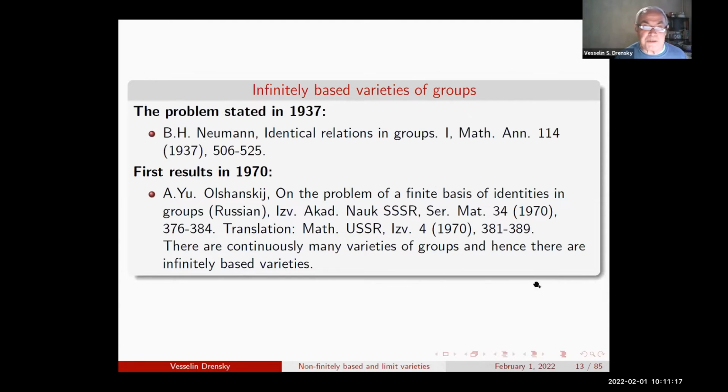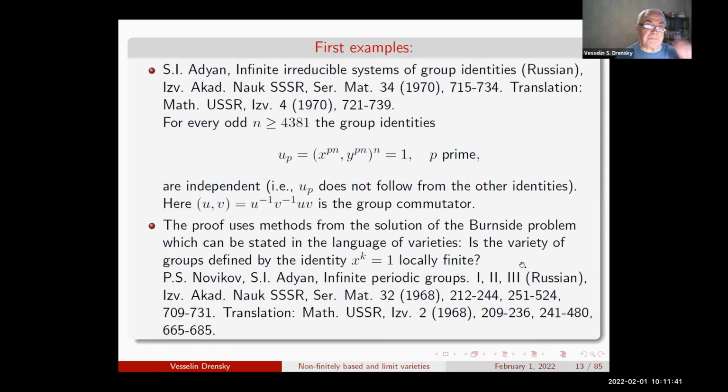For the case of groups, the problem was asked by Bernhard Neumann in 1937, and the first result was only in 1970 by Alexander Olshanskii. He proved that there are continuum many varieties of groups. And as a consequence, there are infinitely based varieties. And the first explicitly given examples were by Adyan.